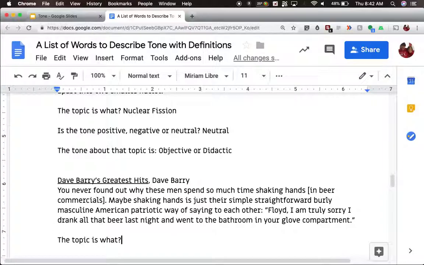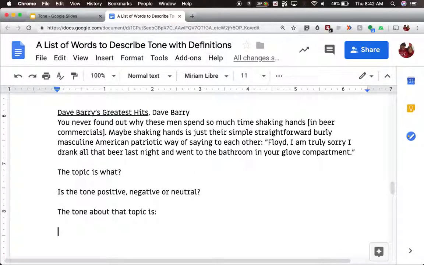All right, and this last one, I'm going to have you try by yourself. This one is from Dave Barry. He is saying here, you never found out why these men spend so much time shaking hands in beer commercials. Maybe shaking hands is just their simple, straightforward, burly, masculine, American, patriotic way of saying to each other, Floyd, I am truly sorry I drank all that beer last night and went to the bathroom in your glove compartment.